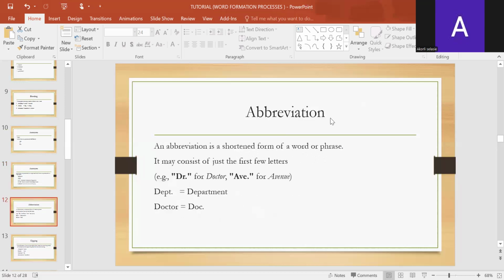Closely linked to this is abbreviation. Abbreviations rather seem not to be prominent, but look at it. An abbreviation is a shortened form of a word or phrase. So, for example, doctor, people say just Dr. Avenue, AVE. Department, DEPT. Doctor again could be doc. So these are examples of abbreviation. Not many. It looks like the whole thing is actually acronym. That's what it seems like.